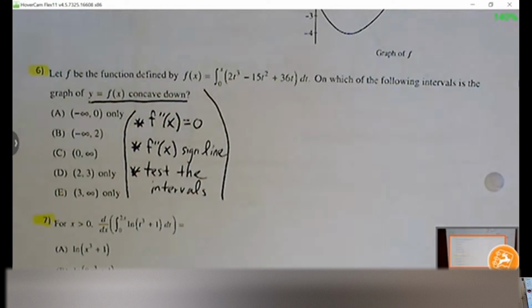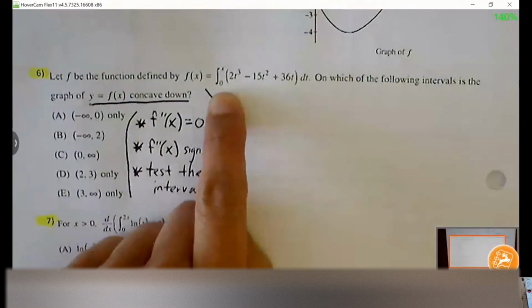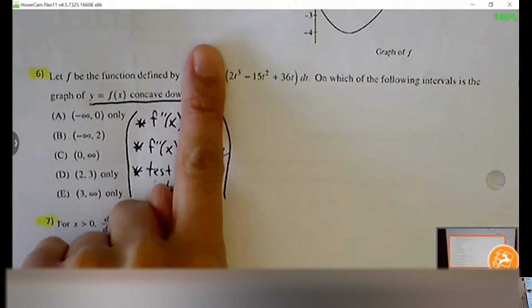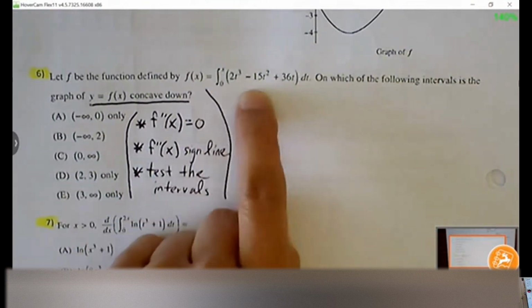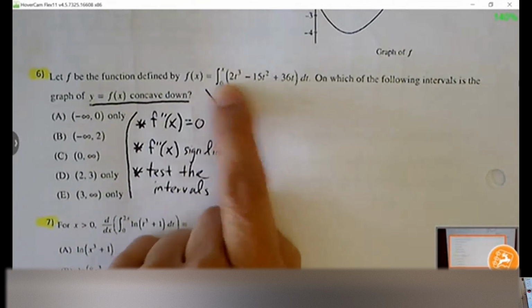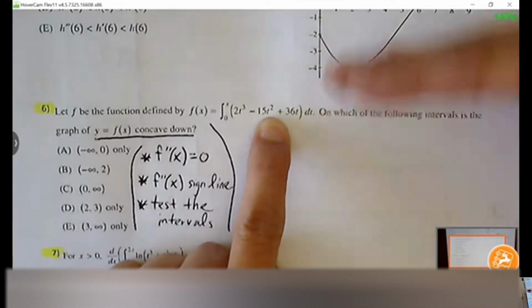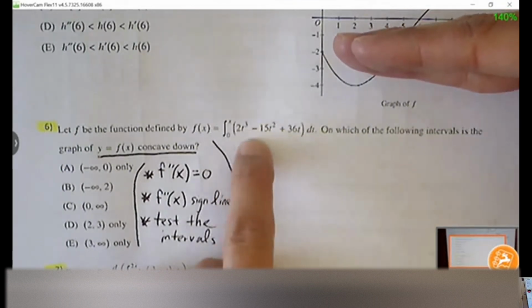So we have to find f double prime. That means we first have to get to f prime first. However, this is a little strange, right? This is not just a polynomial where we can just do power rule twice. The function is defined as the integral of this polynomial, which means that f of x right now is not sitting at this 2t cubed level. It's sitting 1 degree above it. Okay. We don't have to find the integral to get to that point.